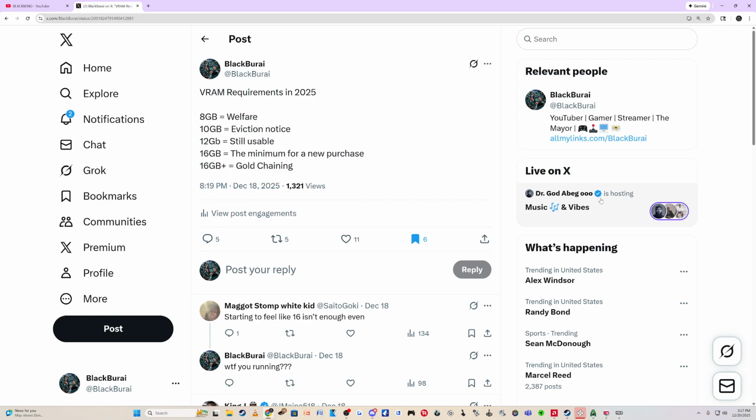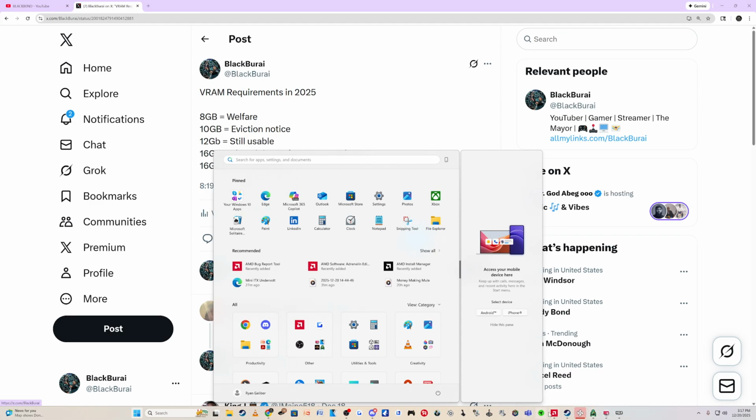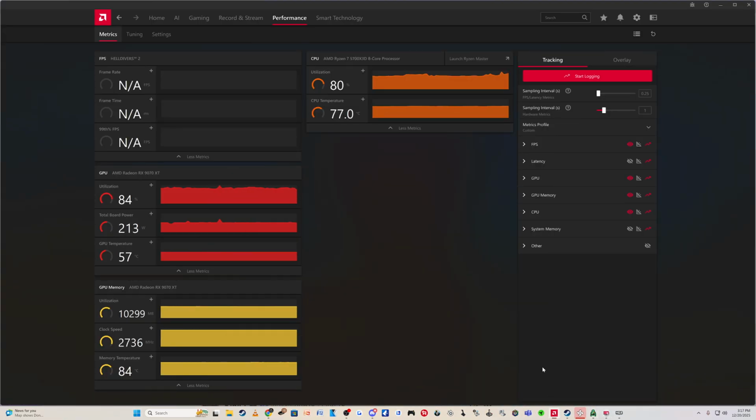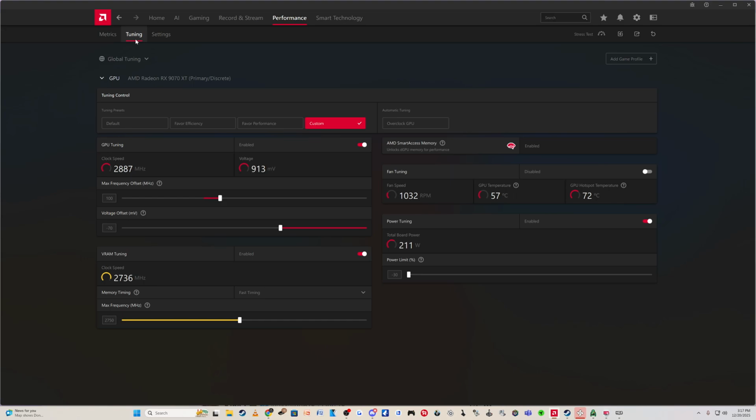Now, why do I say this? I say this to say this. Let's see. These are my 9070 XT. You know what? Let me show you my tuning settings real quick. So I dropped the power limit by 30. I increased the max frequency on the memory timings to 2750. I believe the default is 2518. I enabled fast timing. I have taken the voltage down to minus 70, and I've increased the max frequency to 100. So what does this look like?